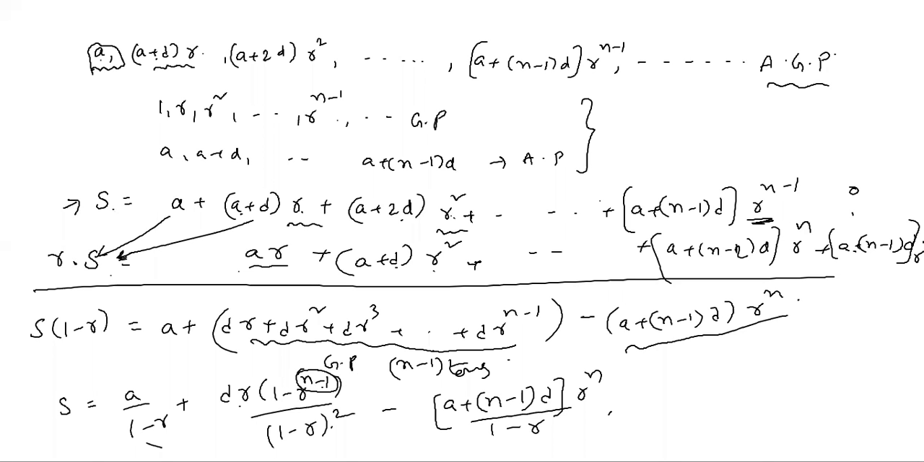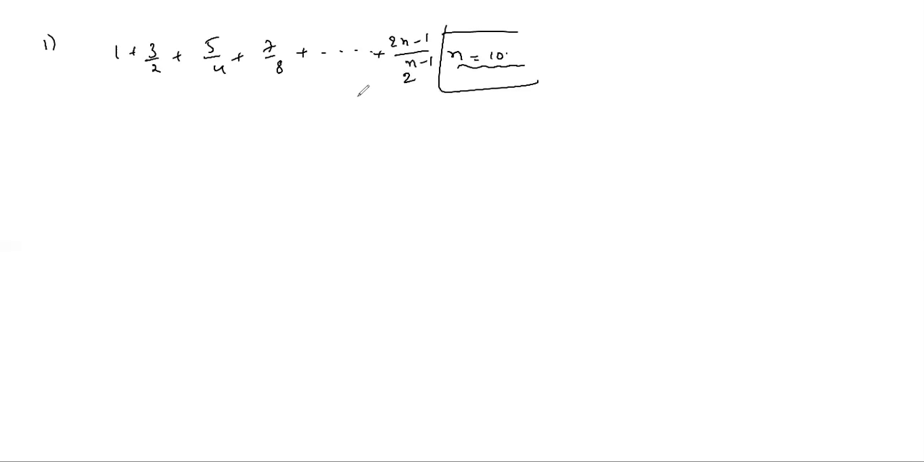For example, see the first problem: the sum of 1 plus 3 by 2 plus 5 by 4 plus 7 by 8 plus and so on. For n equal to 10, you have to find. For n equal to 10, I have given the last term also, 2n minus 1 by 2 power n minus 1. Okay, for n equal to 10, you have to find this.